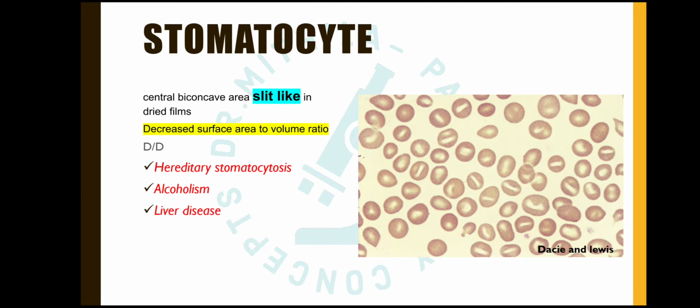Now next we come to the stomatocyte. As the name suggests, stoma means mouth. So there is a central biconcave mouth-like pattern seen in the RBC. There is a slit-like space seen in the RBC, and that is a stomatocyte. The surface area to volume ratio is decreased in a stomatocyte. The differential diagnoses are hereditary stomatocytosis, alcoholism, and liver disease.